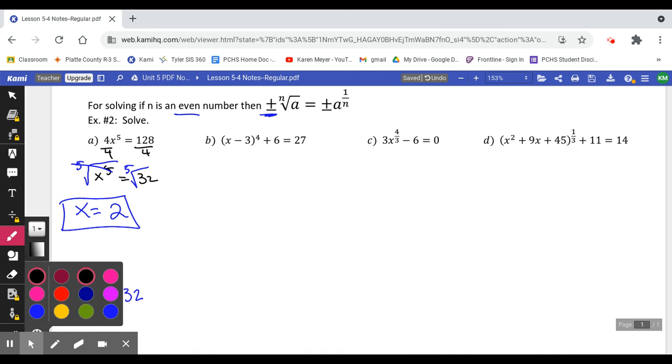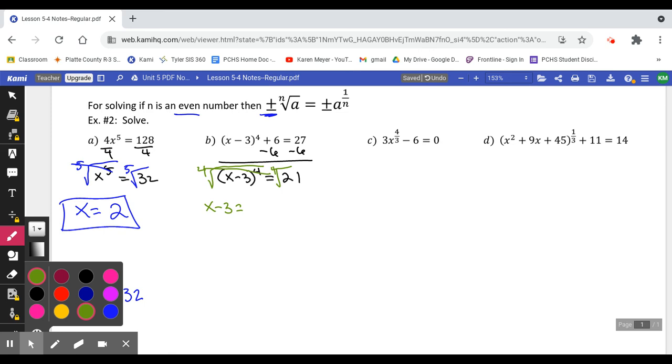Okay, so here, let's start by getting the parentheses by itself. So I'm going to get rid of the 6 by subtracting it. So x minus 3 raised to the 4th power equals 21. To get rid of a 4th power, you must use a 4th root. On this side, they cancel out, so I get x minus 3 equals 4th root.